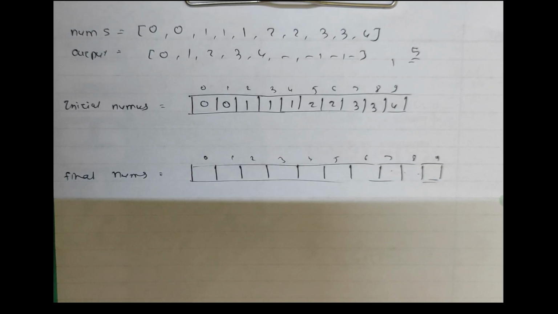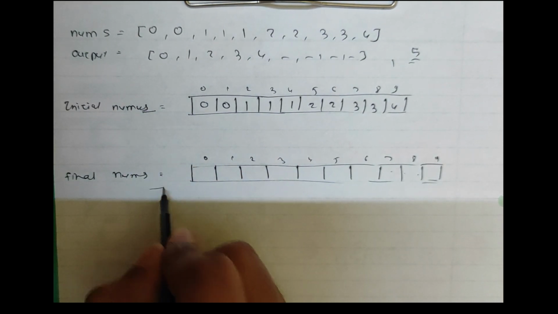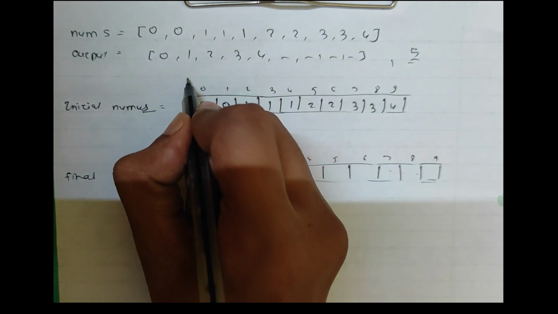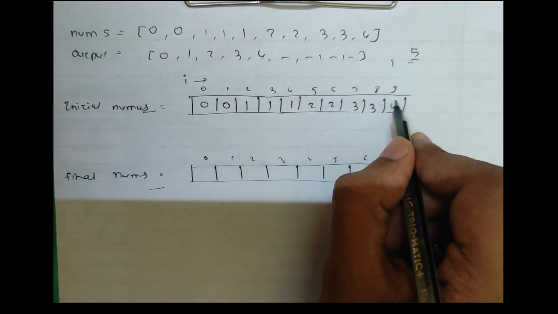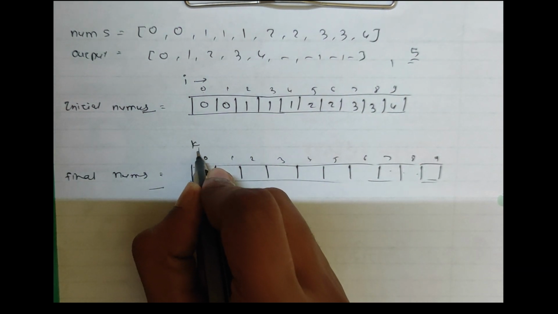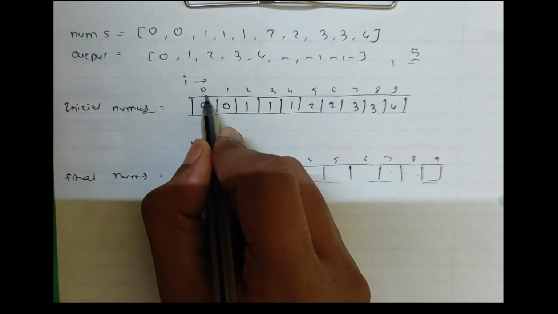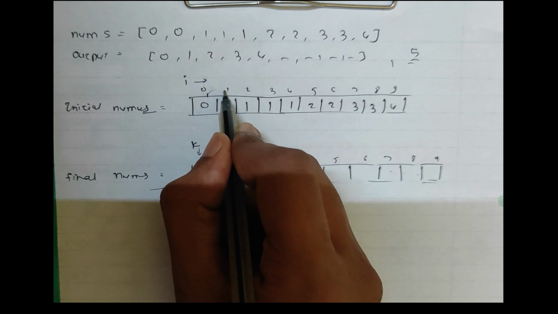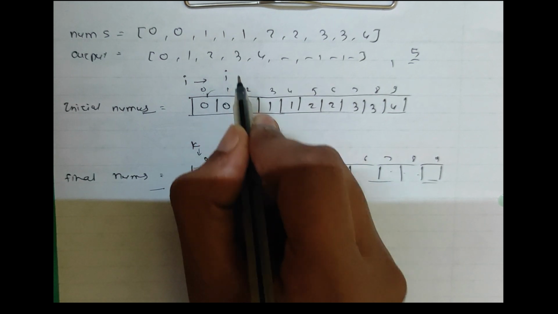In this code, we have to remove the duplicates from a sorted array. So this is initial nums and final nums. In initial nums, we will move the I pointer from 0 up to n, and in the final nums we will make a k pointer which will be moved. In the initial nums, if nums of I and nums of I plus 1 are equal, then we have to skip it. We will increment the I pointer.